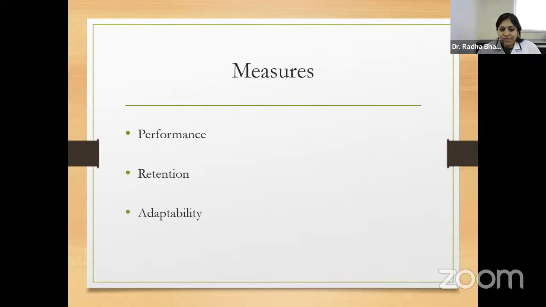So if we see performance, retention and adaptability, these are the measures. But if we count on the better measures, retention and adaptability will give us a final call on whether motor learning has taken place or not.